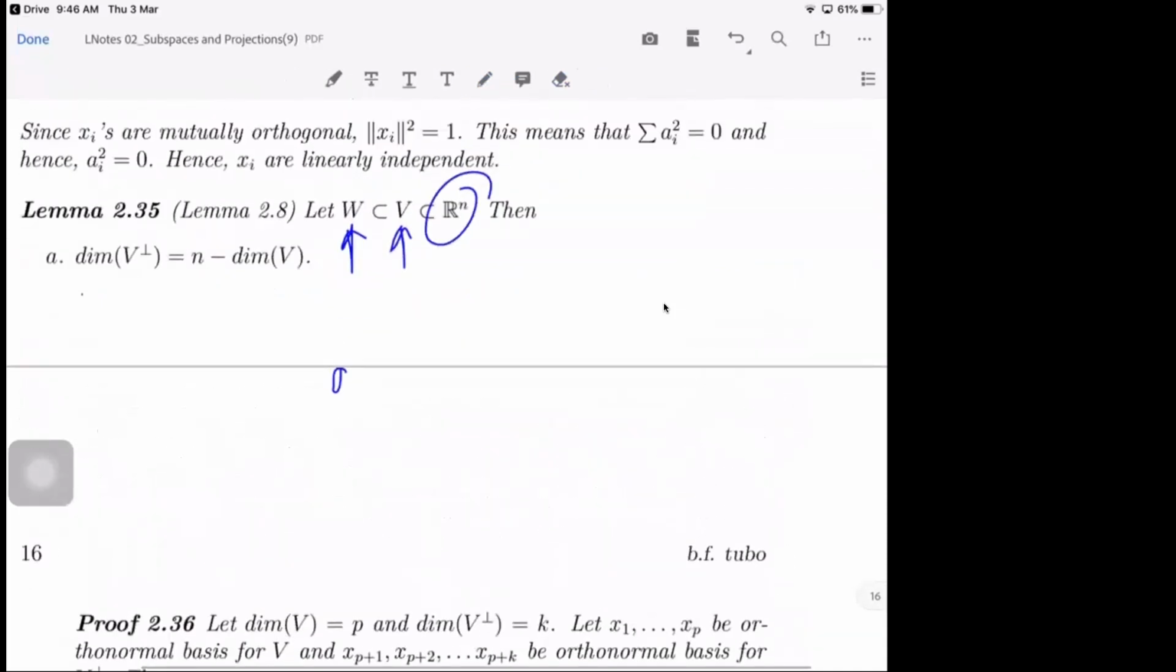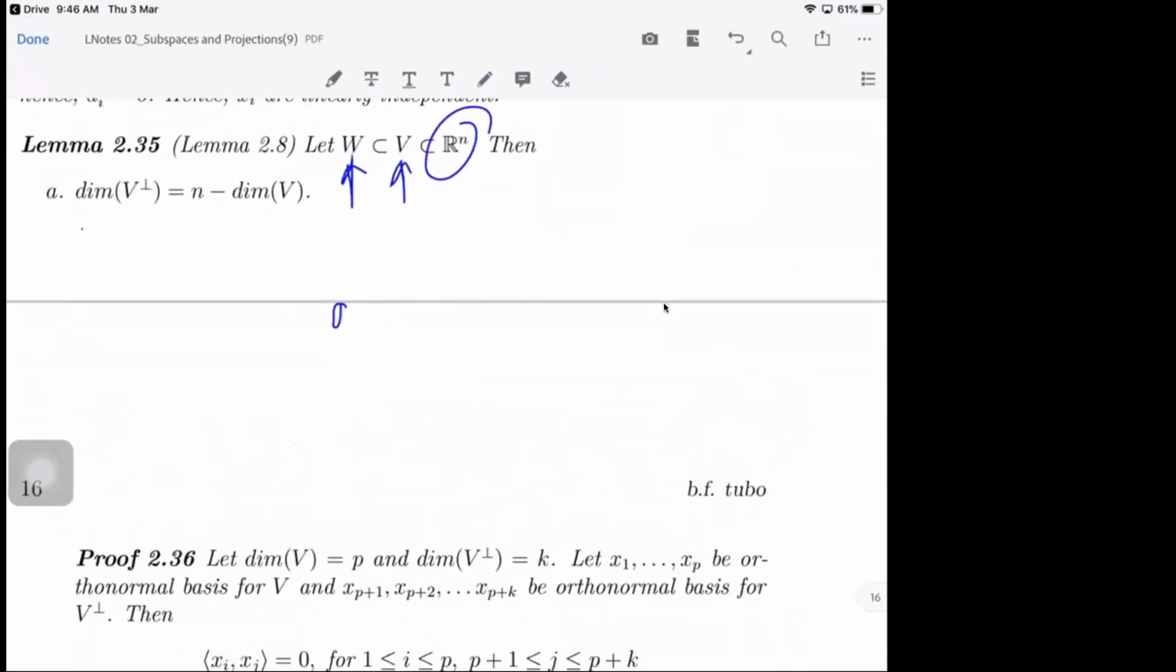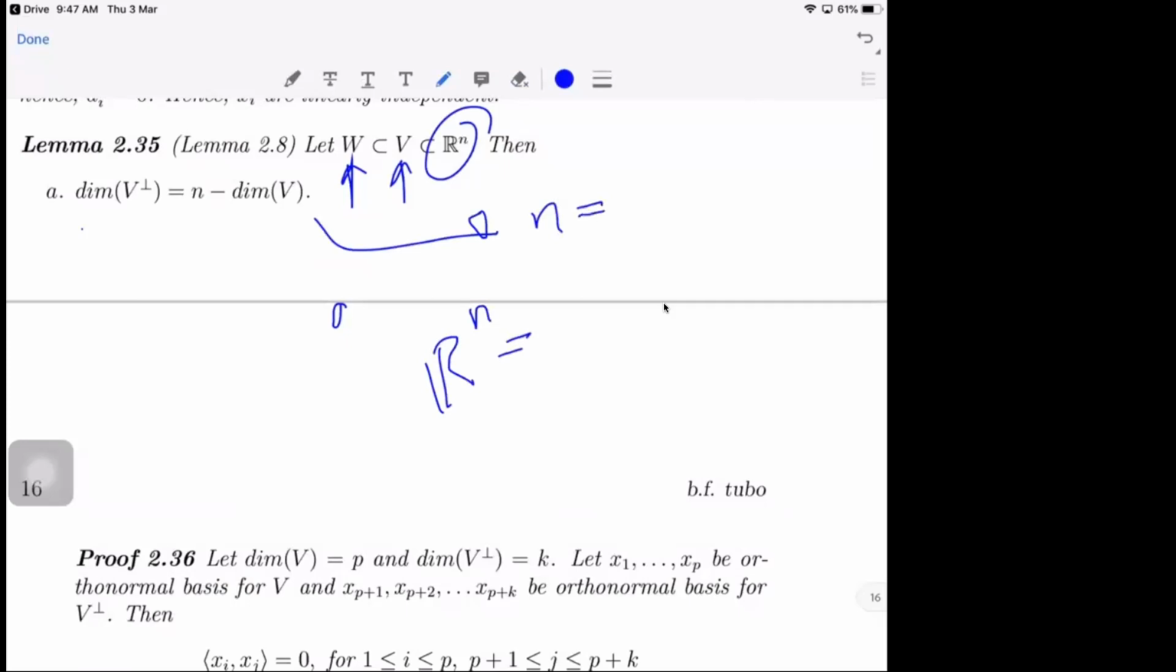Now, to prove that, you need knowledge about linear algebra, about expanding the vectors. That is, your whole space R to the N can be written as, because if you look at this, N is actually equal to the dimension of V plus the dimension of V perp, no? So this has something to do, dimension has something to do with the basis for each of the subspaces in your linear algebra.